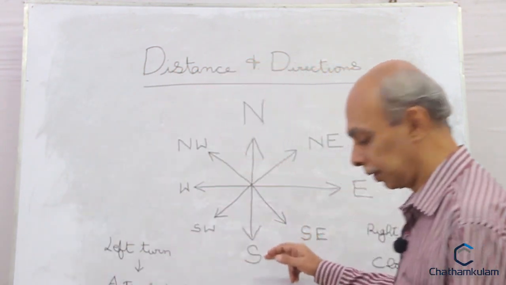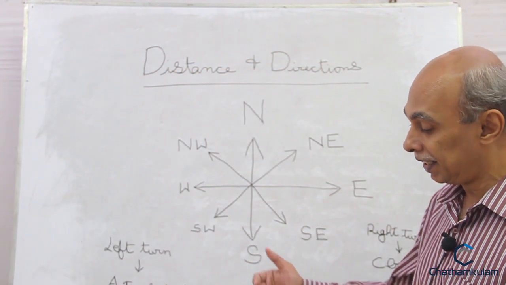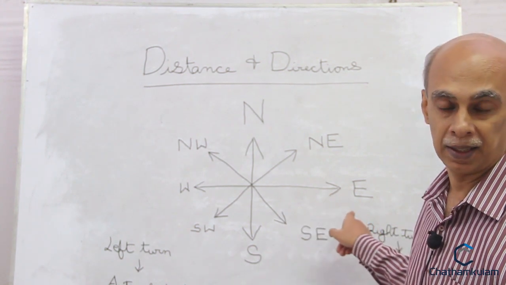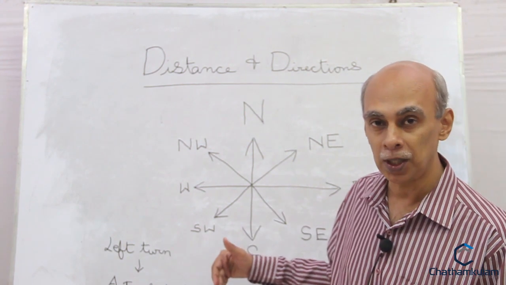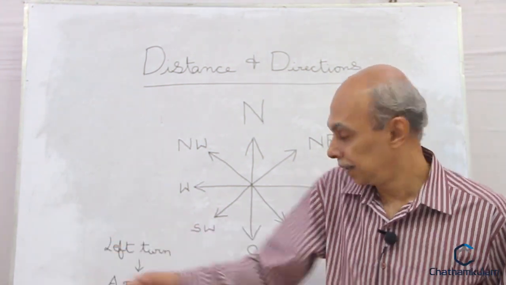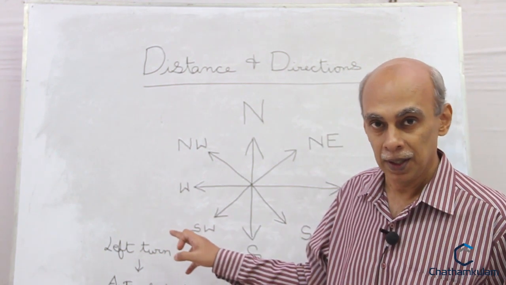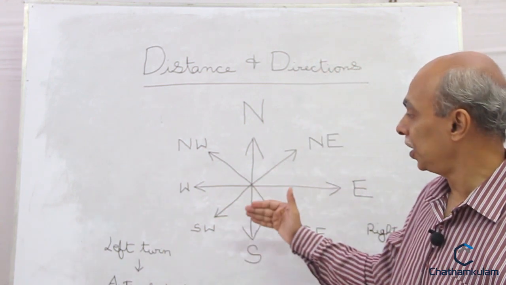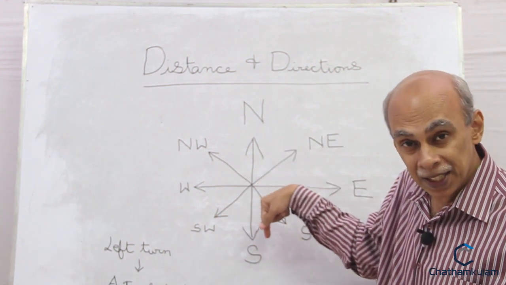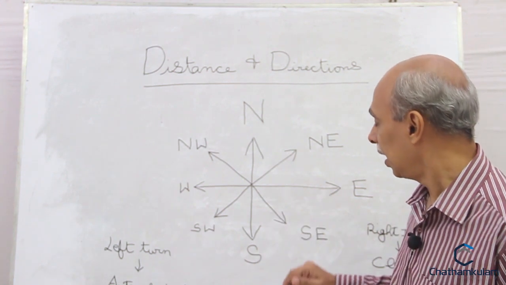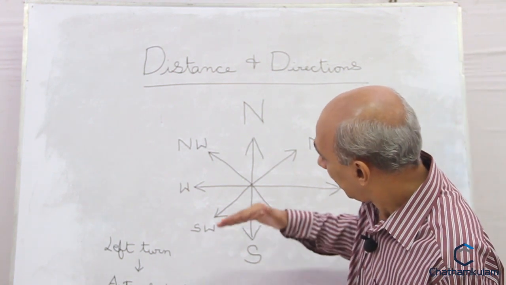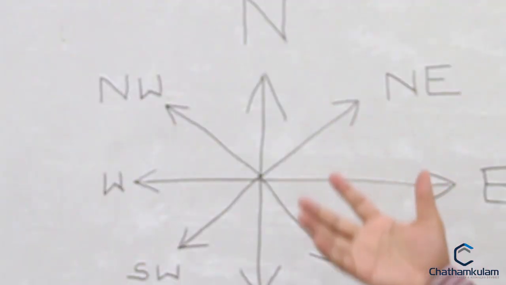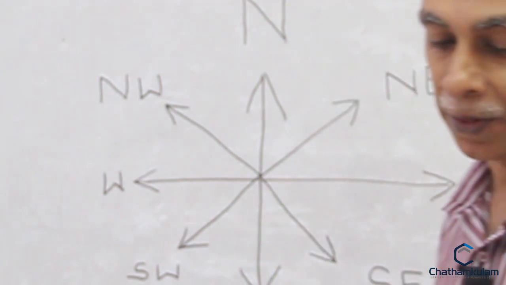Now facing south, if a person takes a left turn, it is towards the eastern direction, and facing south, if a person takes a right turn, it is towards the western direction. Similarly, if a person is facing west and he or she takes a left turn, it is towards the southern direction, and if the person takes a right turn, it is towards the northern direction. So that is how we go about with understanding this various concept of directions.